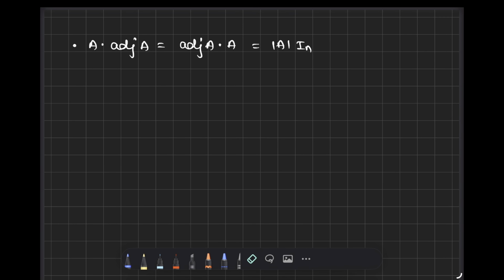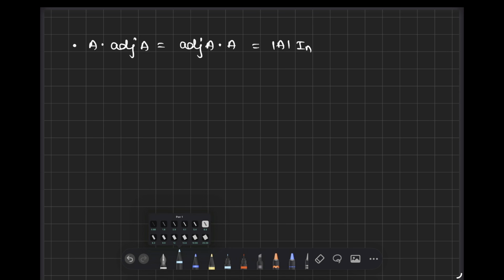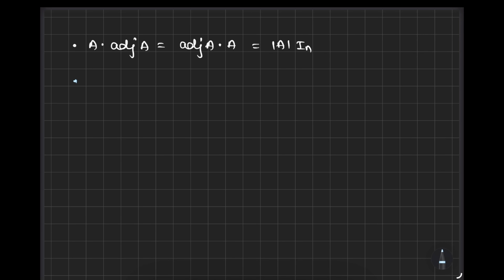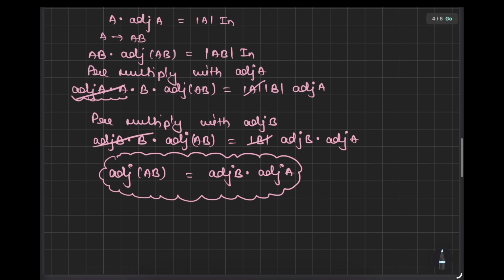Now, wait a moment. Now look at this. Now I will be dealing with adjoint, okay? So it is adjoint of A. So 2 times adjoint of A. Now come back again, backtrace.